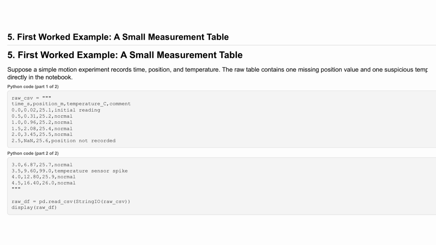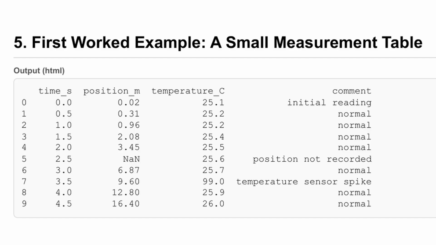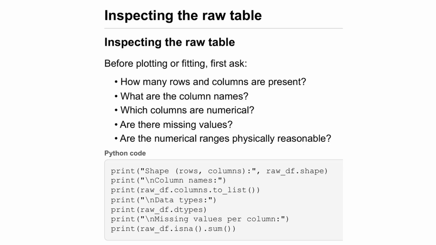We define the raw data as a text string here and use pandas to load it directly into a data frame. This is the resulting raw table. A quick glance reveals a missing position value at 2.5 seconds and a suspicious temperature reading of 99 degrees Celsius at 3.5 seconds. Before analyzing the data, we must inspect it programmatically.